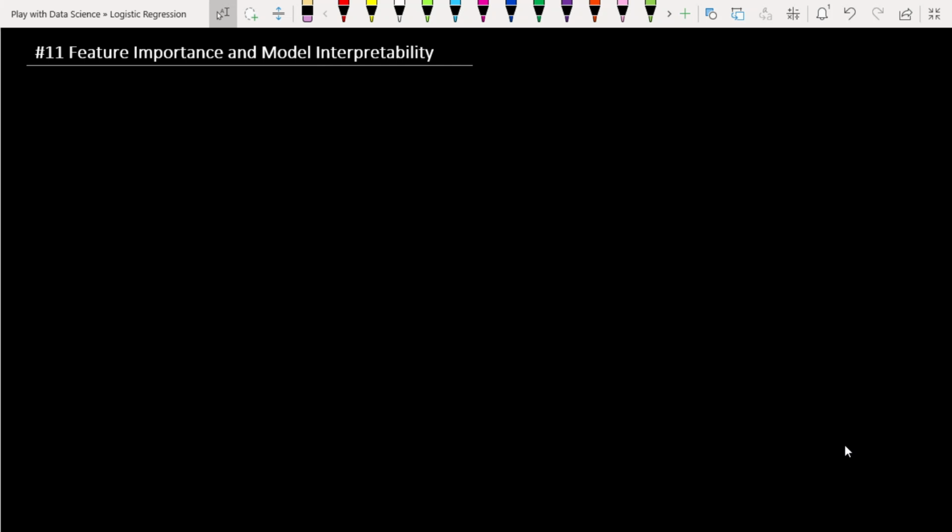So this is our lecture number 11 in the series of logistic regression. In this lecture, we are learning about feature importance and the model interpretability of this feature importance.